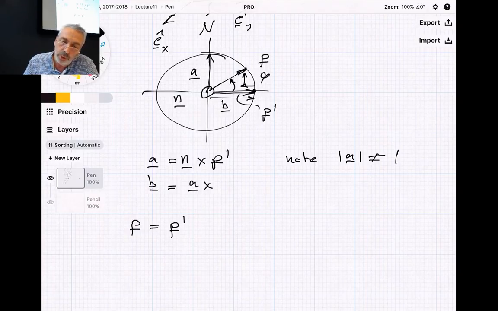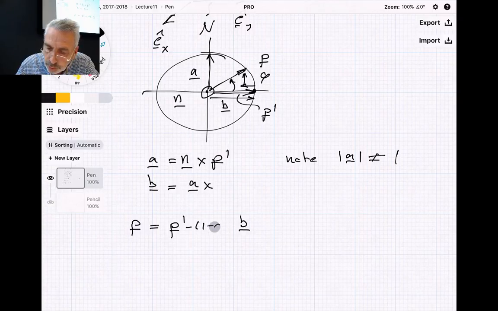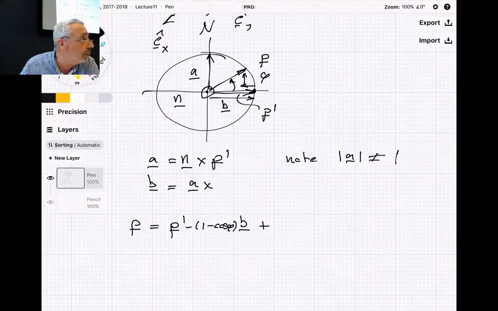And how much do I have to go back? Well, it's something with B, but not the complete B. Something with 1 minus cosine phi, and then I have to go back, so it's minus 1 minus cosine phi. And then I have to go up with a plus, with A, and not completely A, that's too much. Sine phi of A.